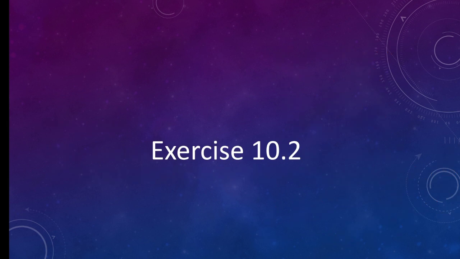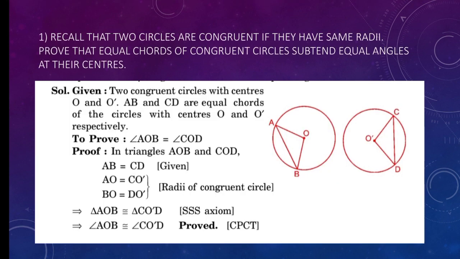Now we will start our exercise. The first question in our exercise is, recall that two circles are congruent if they have the same radii. Congruent triangles we have come across, but congruent circles we have not come across. The meaning of the word congruence remains the same. That means two different circles will be absolutely equal to each other whenever their radii are equal to each other.